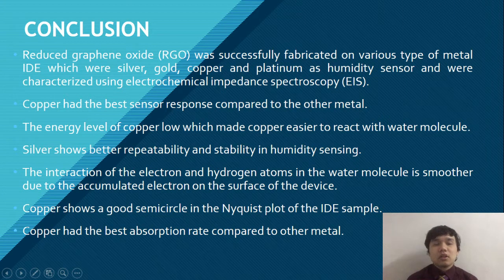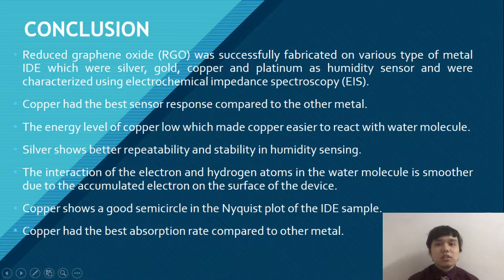As a conclusion, reduced graphene oxide was successfully fabricated on various types of metal IDE, which were silver, gold, copper, and platinum, as a humidity sensor, and was characterized using electrochemical impedance spectroscopy. Copper shows the best sensor response compared to the other metals. The energy level of copper is low, which made it easier for copper to react with water molecules. Then, silver shows better repeatability and stability in humidity sensing.